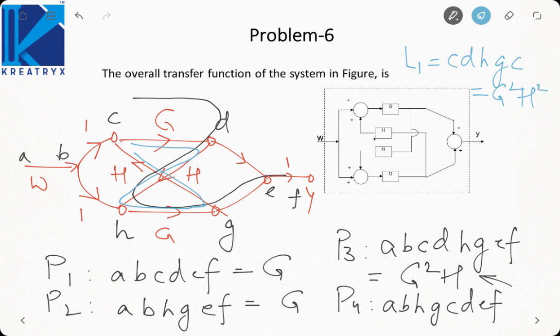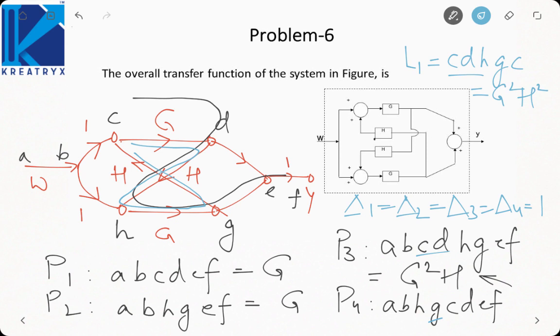So if you see, every forward path is touching this loop. Some or the other node is common in the forward path with this loop. That means all deltas would be 1. That is delta 1 is equal to delta 2 is equal to delta 3 is equal to delta 4 is equal to 1.